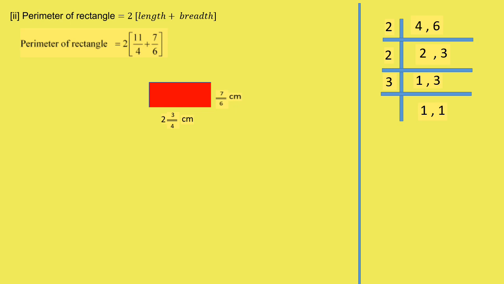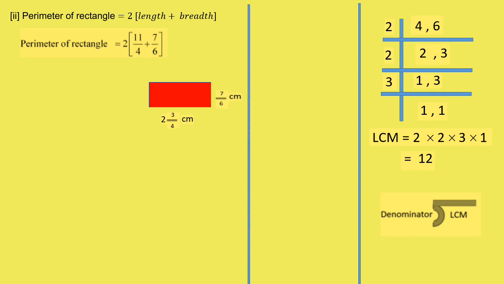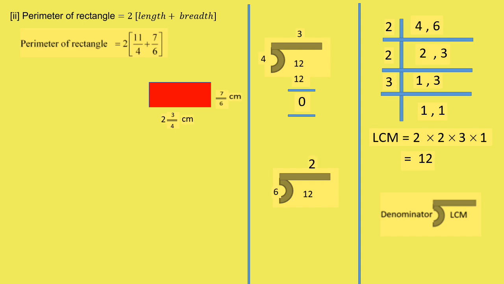Next, LCM is equal to 2 into 2 into 3 into 1. Write like this. 2 2s are 4, 4 3s are 12. Your LCM is 12 and here is the format. You have to write denominator in place of divisor and LCM in place of dividend. Okay, first I'll do for 11 by 4. 4 is the denominator, LCM is 12. First I will write LCM and then the denominator. 4 3s are 12. Now for 7 by 6. 6 2s are 12.